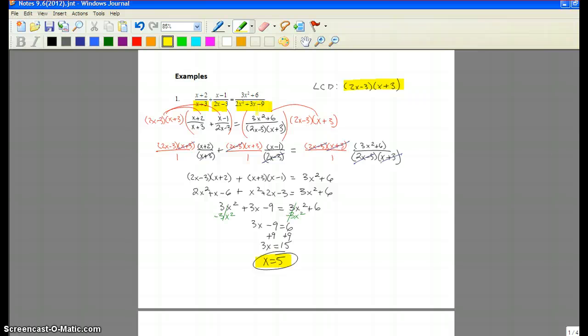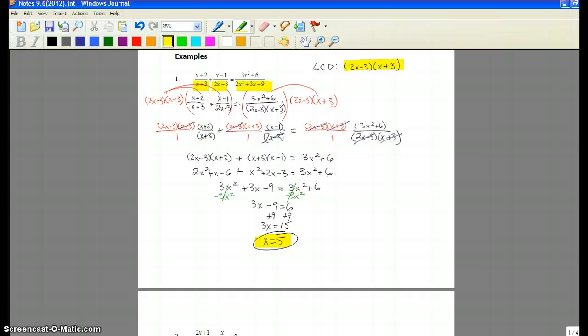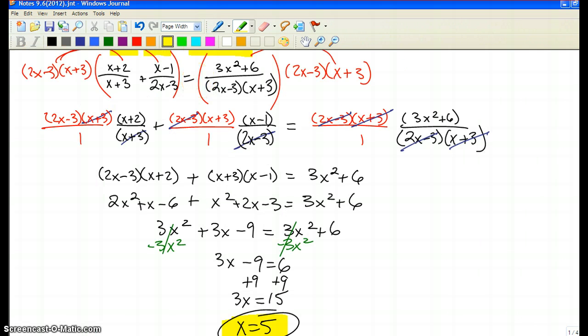Neither of those are 5. So our answer is okay, it's not extraneous. It would be extraneous if it can't go into the original problem. Okay? We'd get an undefined value and it just wouldn't work. Go ahead and give the second one a try.